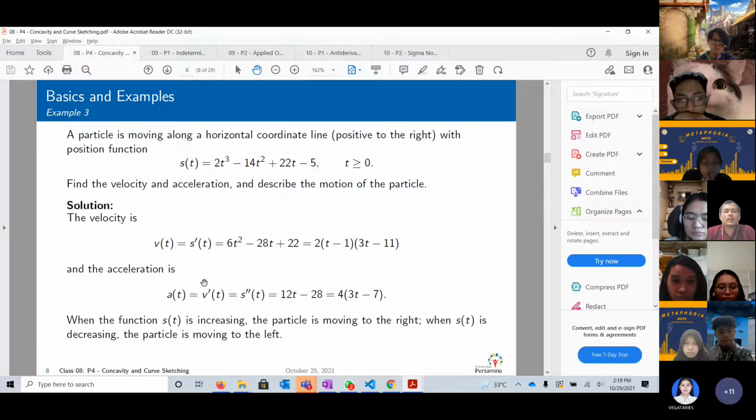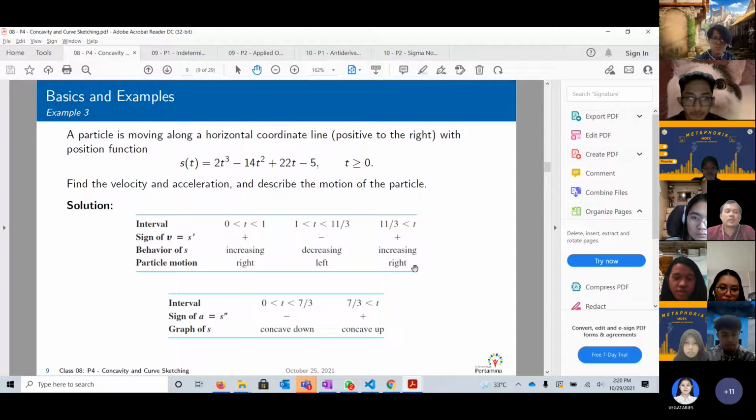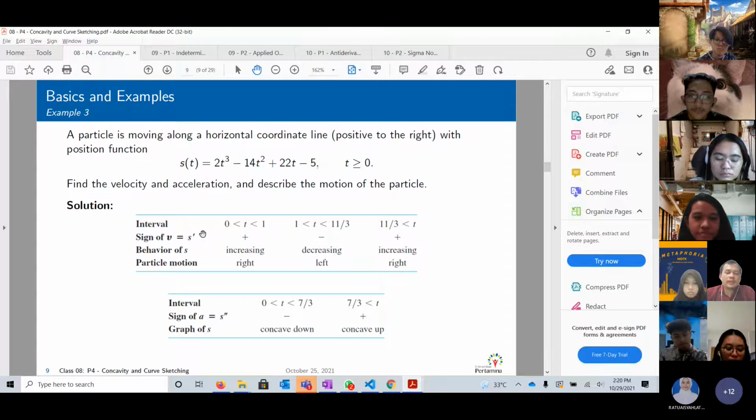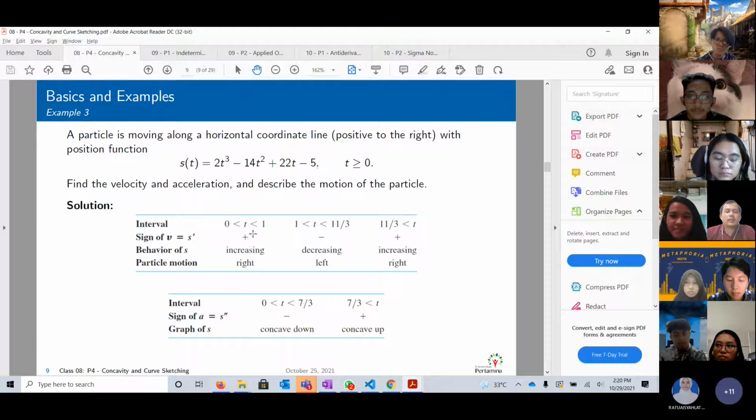So in this case, when the function is increasing, the particle is moving to the right, and when the function is decreasing, the particle is moving to the left. The solution will look like this. Okay, so in the interval from 0 to 1, the sign of the velocity, the sign of s prime, is positive, which means that s is an increasing function from 0 to 1. In this case, the particle moves to the right.